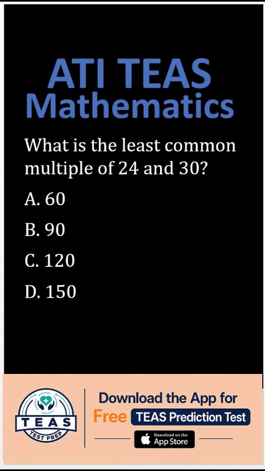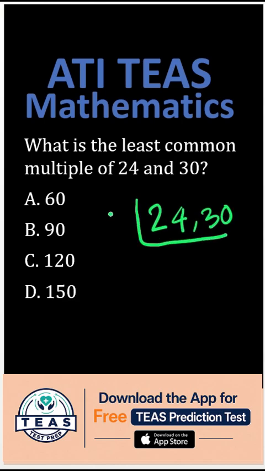In this ATI TEAS mathematics problem, we'll learn how to find the least common multiple of two numbers. This is one of the easiest questions you may see on the ATI TEAS mathematics section. So let us use the ladder method to solve it, which is basically dividing two numbers by the smallest common prime factor. So both 24 and 30 can be divided by 2.